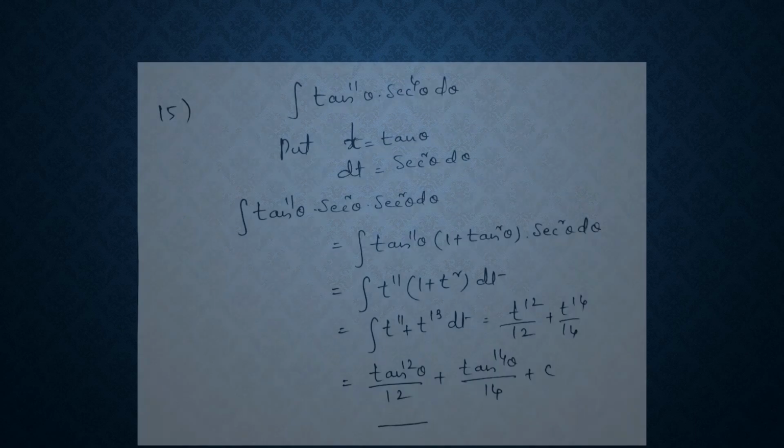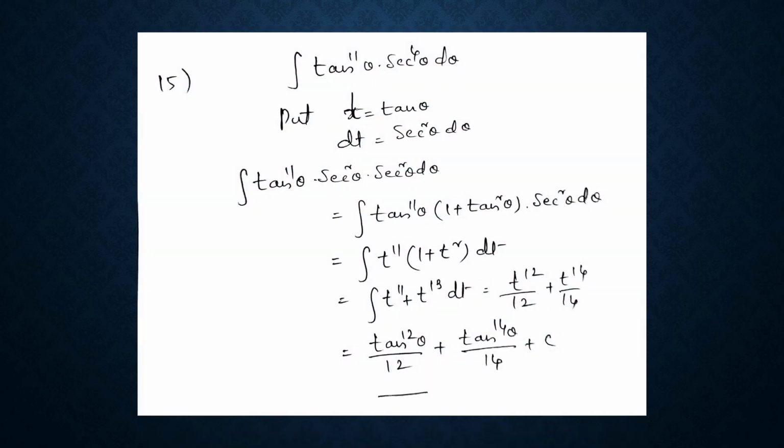Next problem. Integral tan to the power of 11 theta into secant to the power of 4 theta d theta. This is in the form of integral tan to the power of m theta into secant to the power of n theta d theta. Here put t is equal to tan theta. Tan and secant functions are there. If tan and secant theta functions are there, put tan theta is equal to t and then secant square theta d theta is equal to dt.